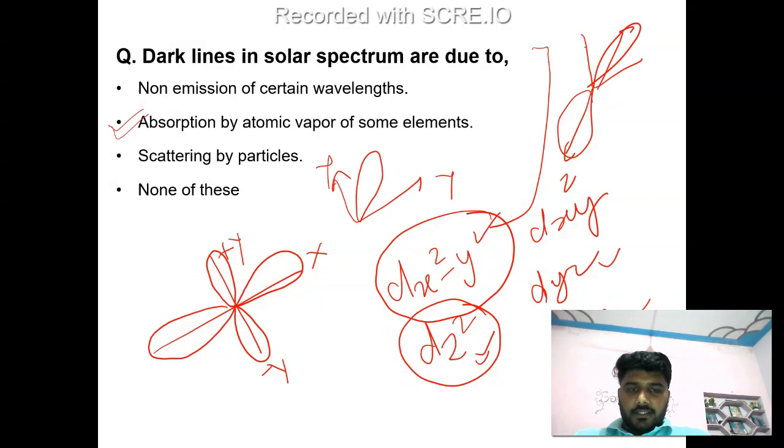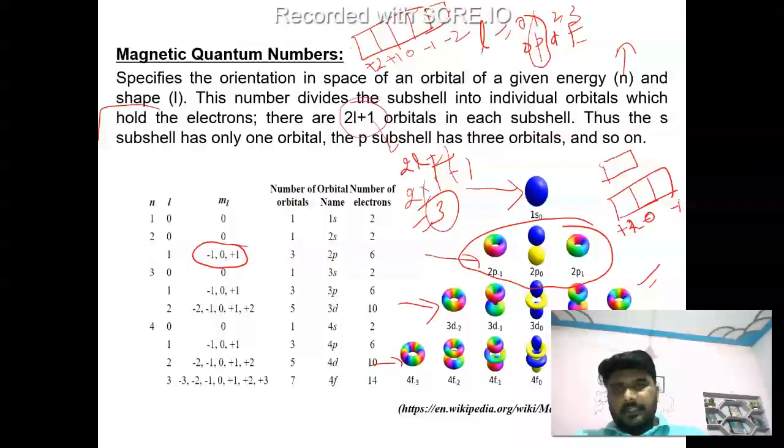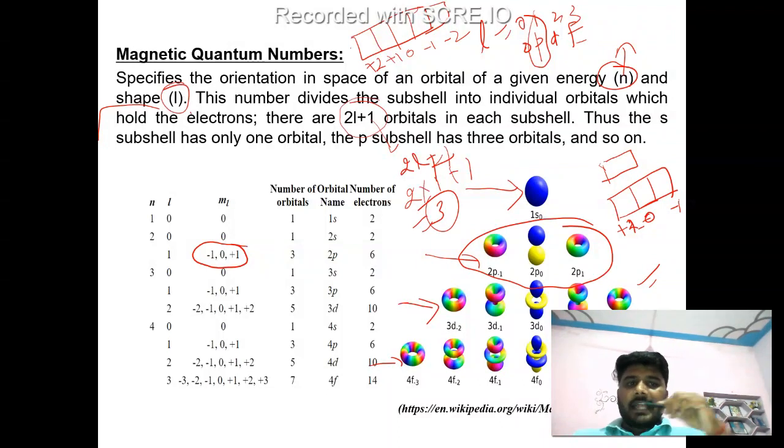Okay, so n tells us the principal quantum number, the number of shells. And l tells us about the shape, right? But m tells about the orientation in space, how the orbitals are oriented in space, right?